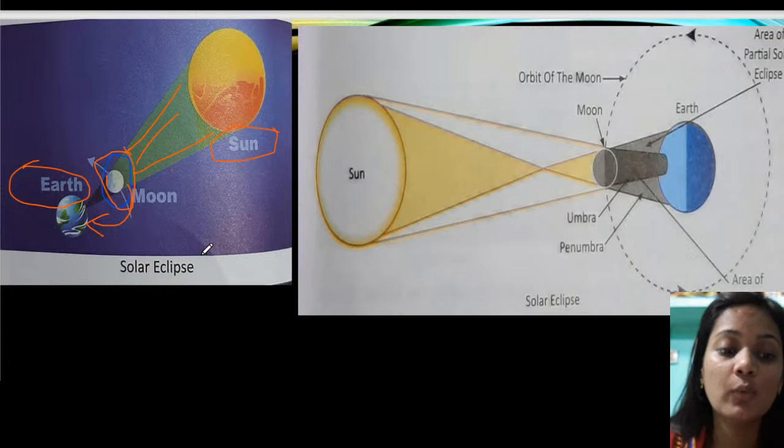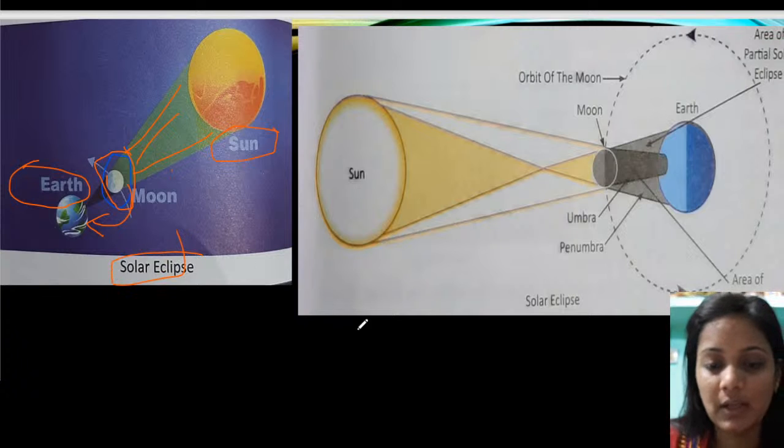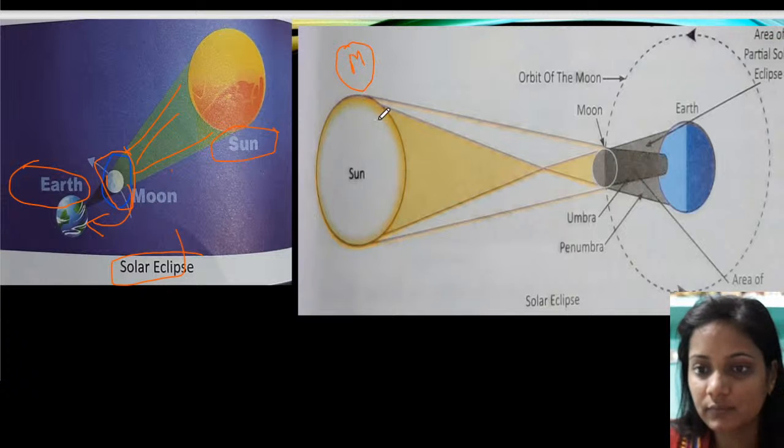So this is called what? This is called solar eclipse. Suppose this side we have the moon. Okay, this side we have the picture. We don't need to draw.